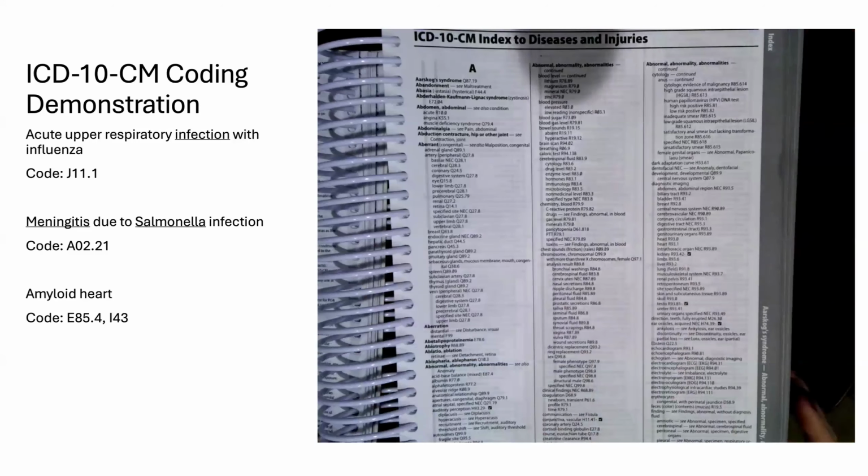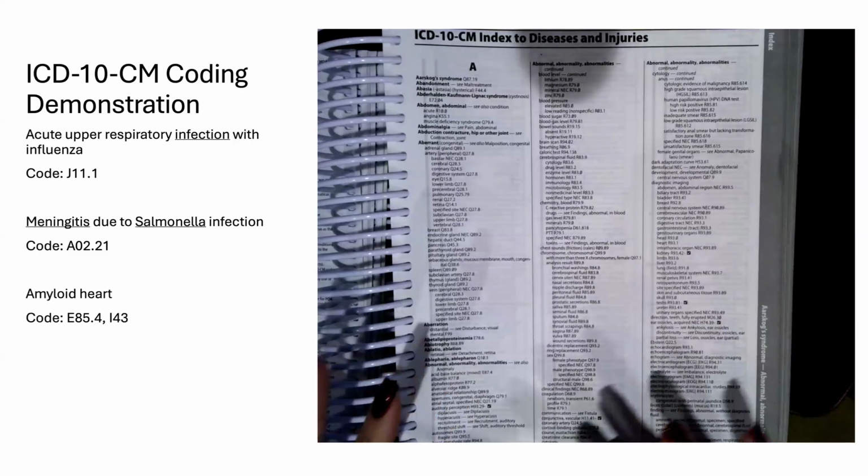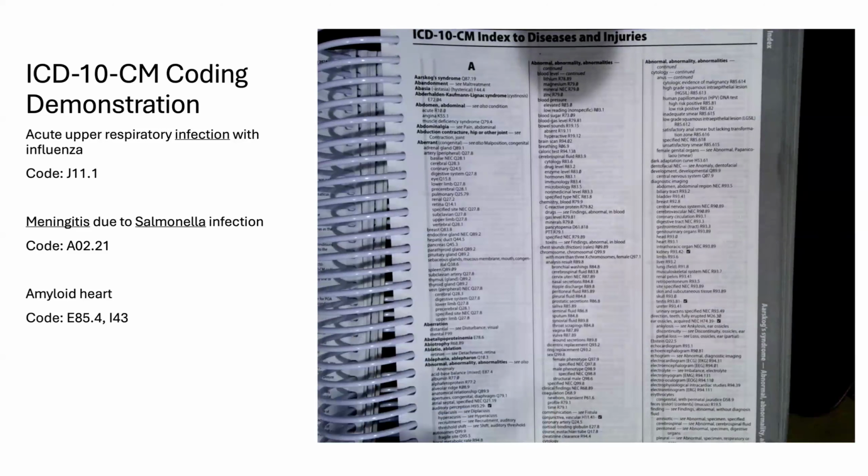Now, what we're going to do today is walk through a couple of case scenarios to get you familiar with how to use your alphabetic index and your tabular list for the coding process. I have a couple of scenarios shown on the slide here. The first scenario is acute upper respiratory infection with influenza. As a coder, you have to figure out from the diagnostic statement, from the contents of the medical record, what pieces of information to pull out in order to accurately code that condition.